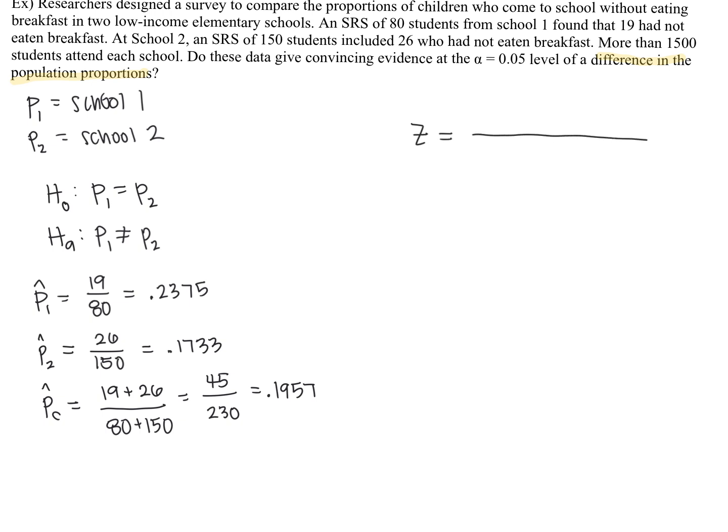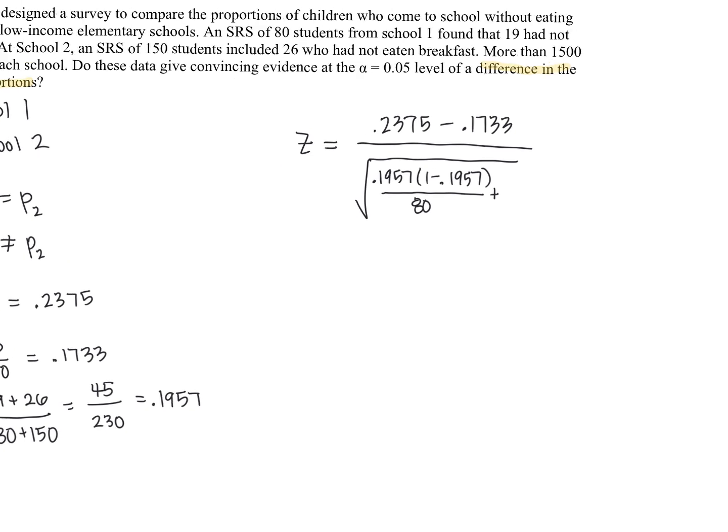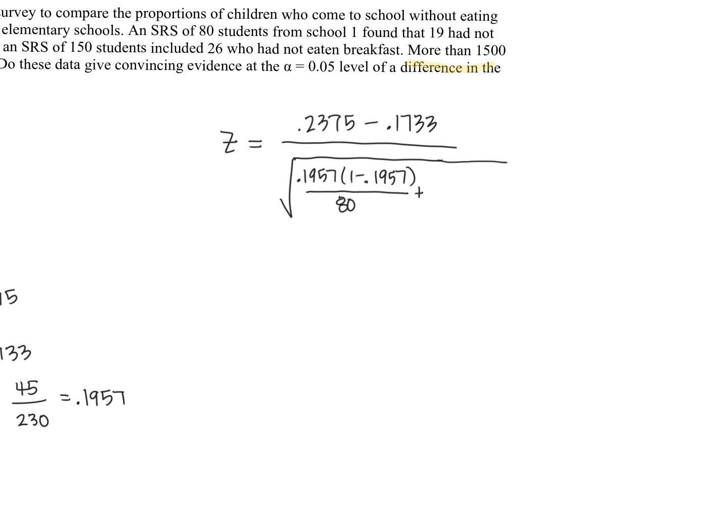So for our test statistic, our numerator is going to be 0.2375 minus 0.1733 over, in our denominator, the square root of 0.1957 times 1 minus 0.1957 all over our first sample size, 80, plus 0.1957 times 1 minus 0.1957 over the second sample size of 150.